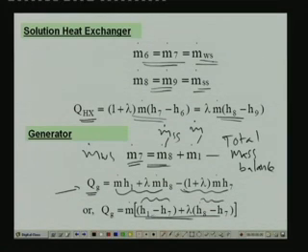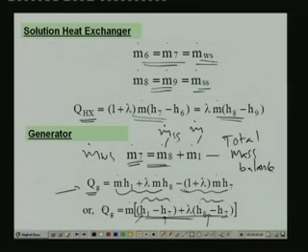H1 minus H7 is the energy required to generate water vapor from a solution at state 7 to a superheated vapor at state 1. So this is the energy required for that purpose, and the second term accounts for the sensible heat transfer. This is the energy required to heat the solution from state 7 to state 8. So one is a latent heat term, the other is a sensible heat term.